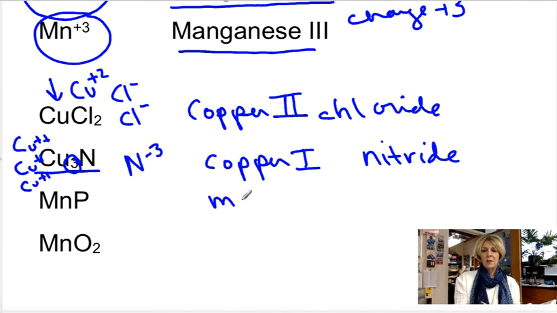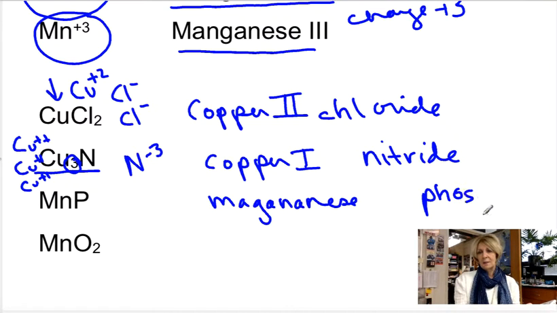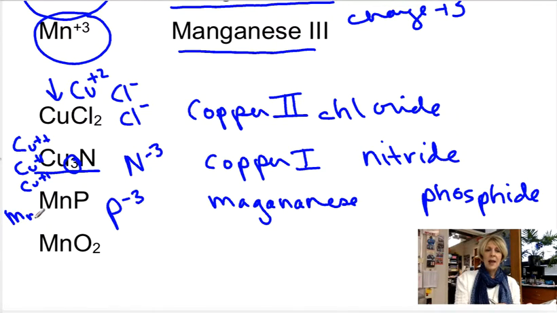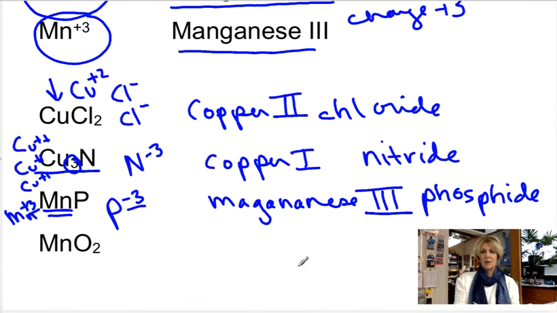Here, I know this is going to be manganese something phosphide. And again, I know that manganese is a transition metal. I don't know what the charge is. But I know the phosphide is always a -3. And I only have one manganese. So what must the charge be? It must be +3 to balance out the -3 here. And so this is going to be manganese 3 phosphide.